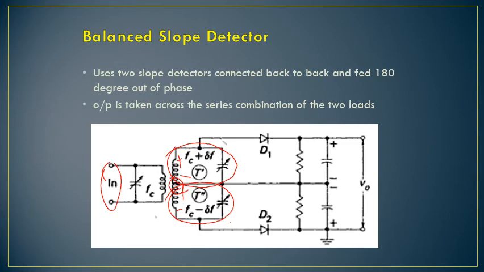So if you take the second case, suppose my input frequency is Fc minus delta f. In that case, what will happen? Now this frequency is Fc minus delta f. So it matches with the resonant frequency or tuned frequency of this particular tuned circuit. So in this case, this particular tuned circuit will produce maximum voltage but a maximum negative voltage, and this will produce a little voltage, but that is going to be a positive voltage.